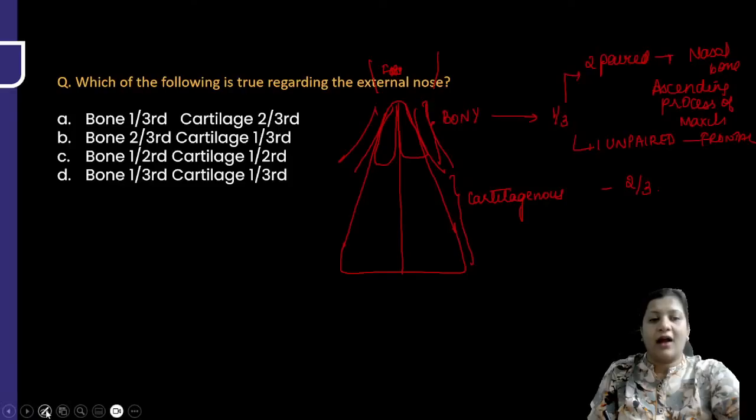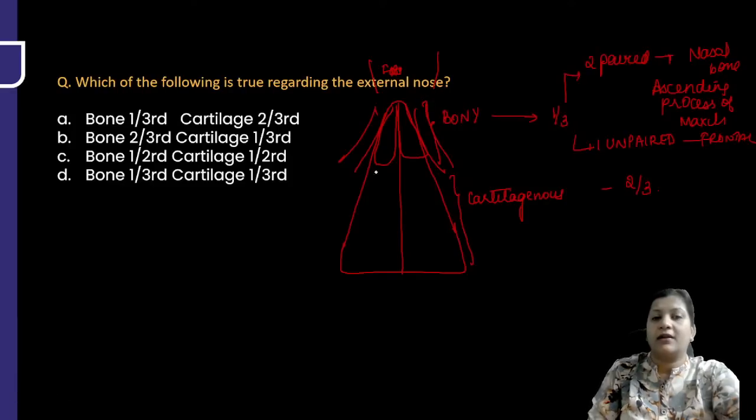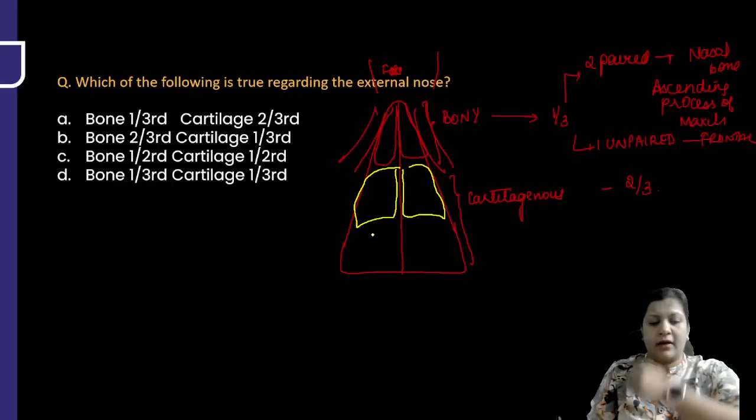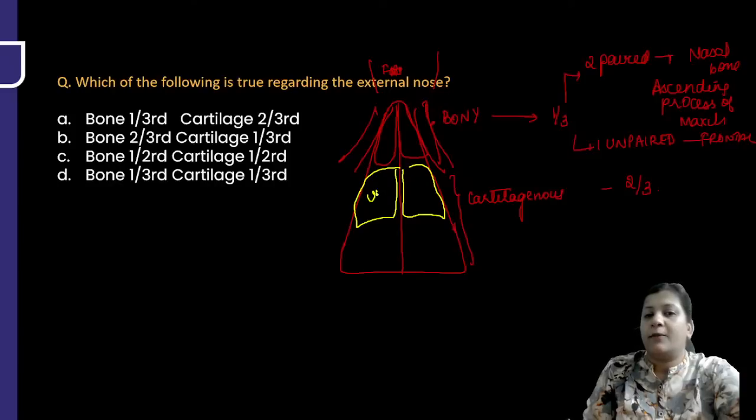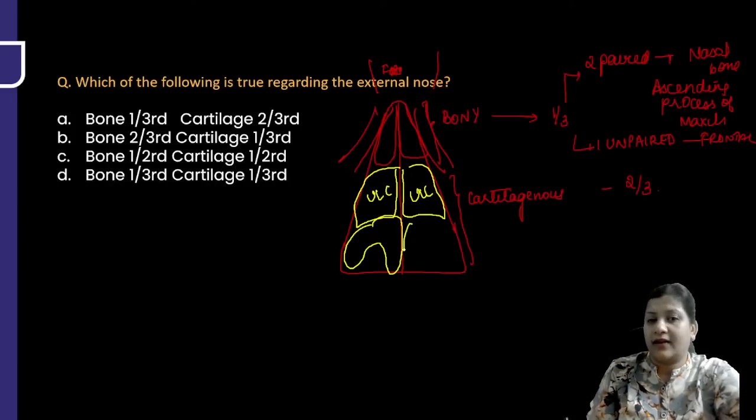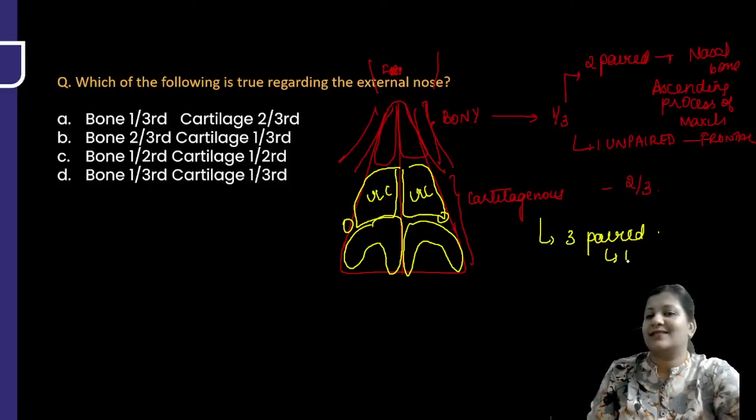Then you have the cartilaginous part. The cartilaginous part is made up of upper lateral cartilage, lower lateral cartilage, and sesamoid cartilage. So how many cartilages? Three paired cartilages. Which are the three paired cartilages? Upper lateral cartilage, lower lateral cartilage, and sesamoid cartilage.